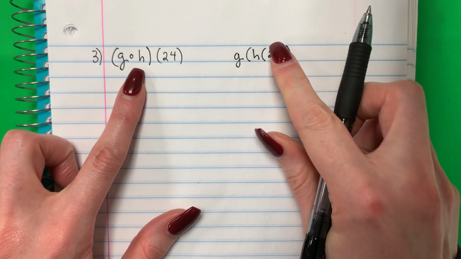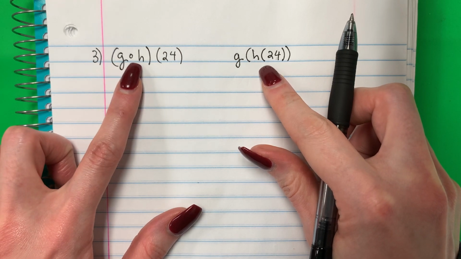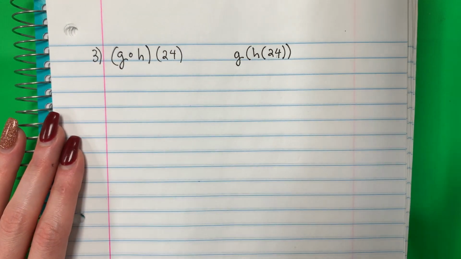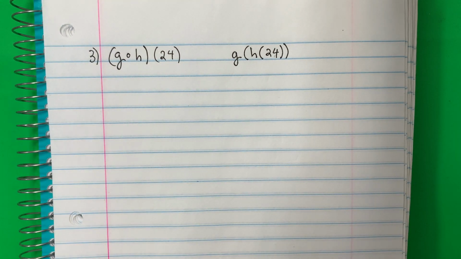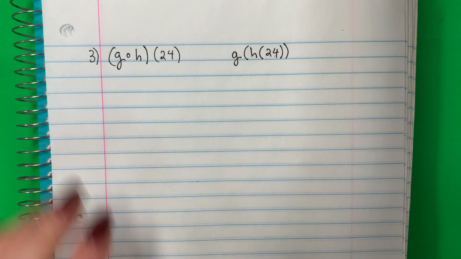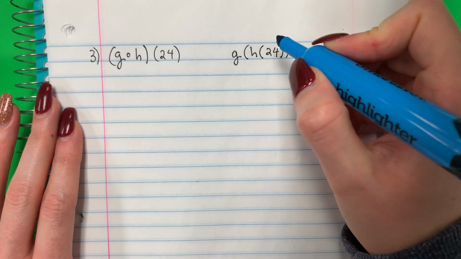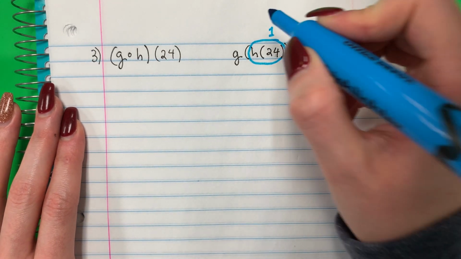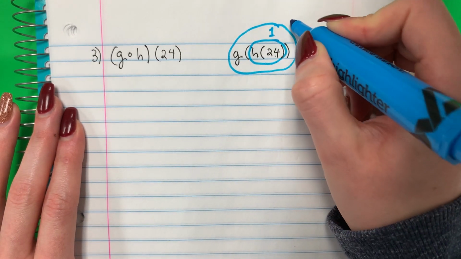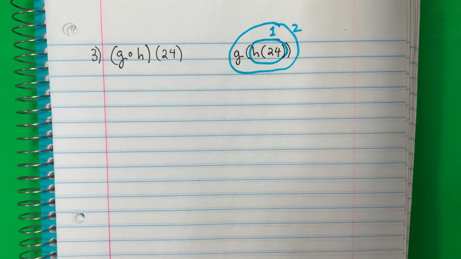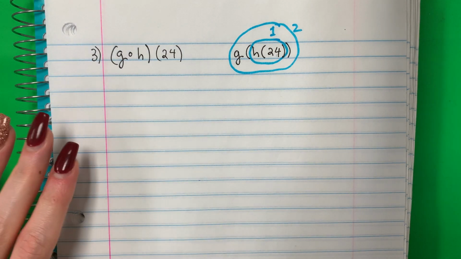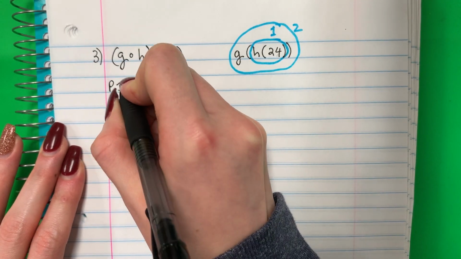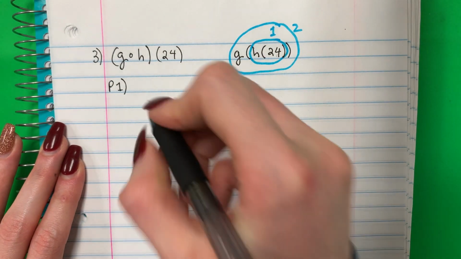Okay, so this is the same thing. Es la misma cosa. So G, parenthesis, H, parenthesis, 24. Let's go ahead and do that one again. So we're going to start inside and go outside. Vamos a comenzar adentro y luego vamos afuera. This is 1, 2. So part 1. H of 24.